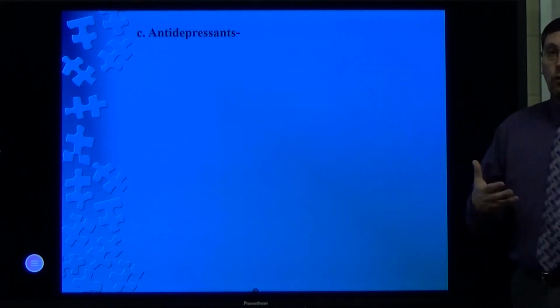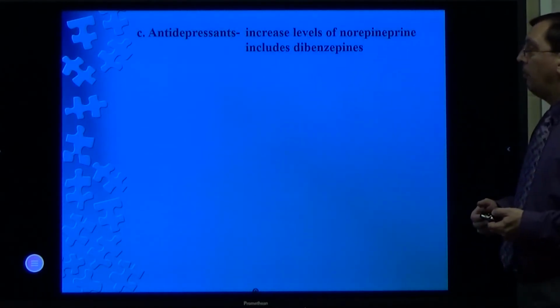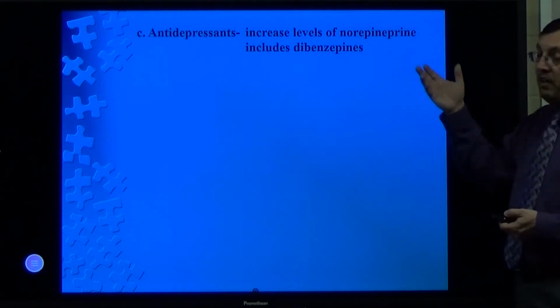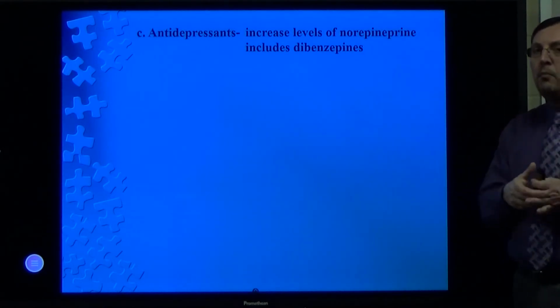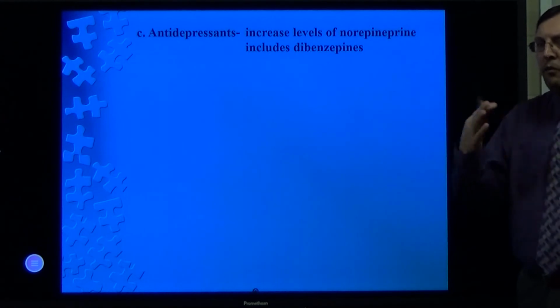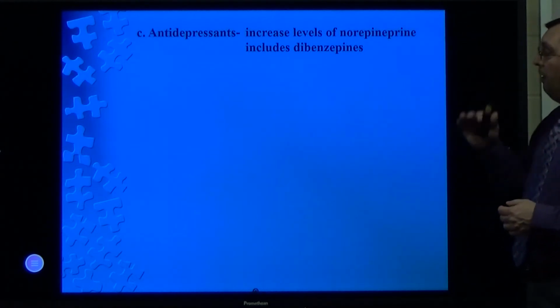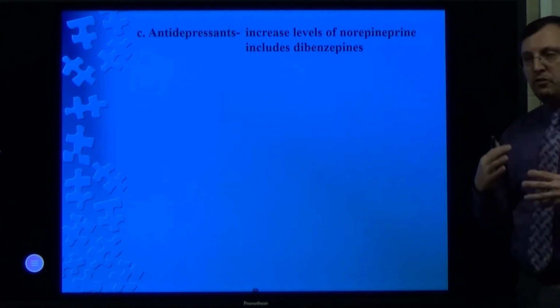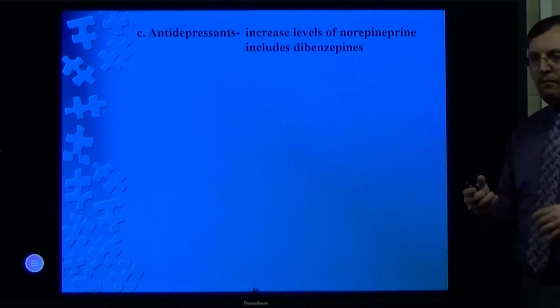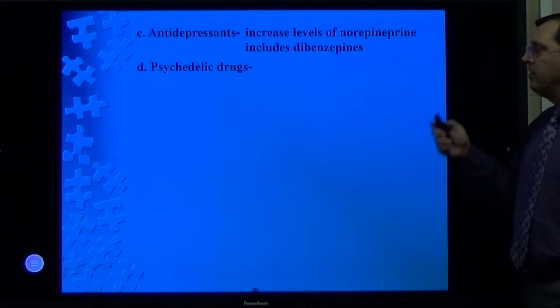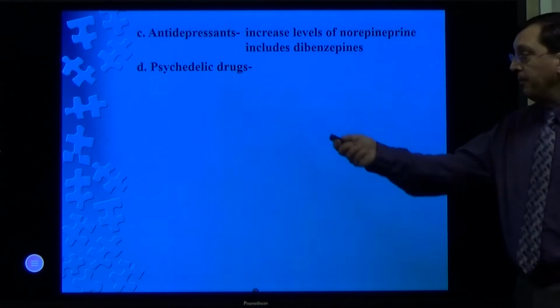Antidepressants as a general group of drugs include things like dibenzapines. That's a common chemical name for things like Prozac and other drugs in those categories. They affect the level of norepinephrine, so they're going to have that sort of inhibitory effect in the way that they work.